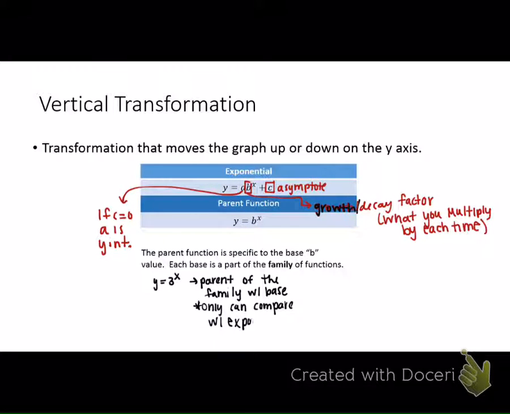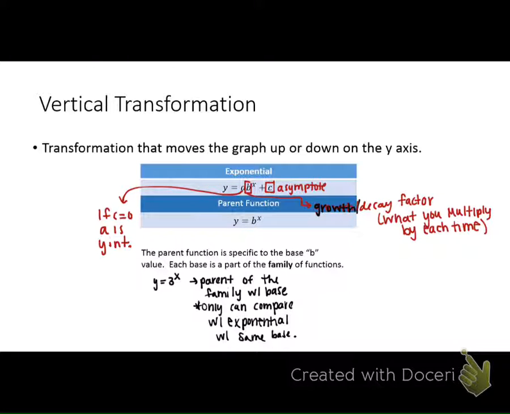So you have to look at the base. The base has to be the same in order to compare them. If they don't have the same base, you may not compare them. So the base is what the exponent is raised to. That's your growth or decay factor. So before we move on, what questions do you guys have for me? Whenever you're ready, you guys can flip your slides.